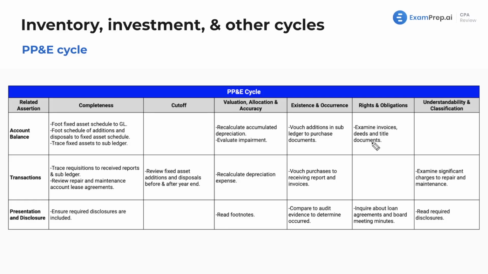There's going to be many options for a lot of these. Obviously, we're seeing them all throughout the entire lesson here, but there's just too many possible procedures you can do for all of these, so we mentioned some of the more important ones. Moving on to transactions. For completeness, we're going to trace requisitions to received reports and the subledger. And we want to review the repair and maintenance account, lease agreements. We want to see if the repair and maintenance account ties in, right?